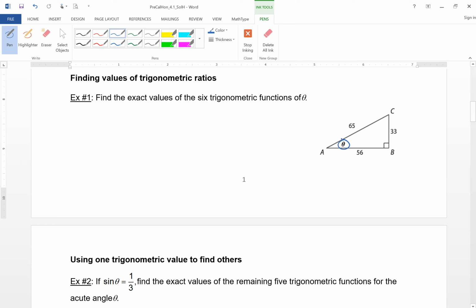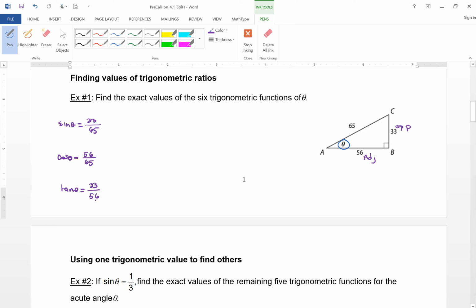Here is theta, and you always define your sides in reference to theta, meaning this is now the opposite side and this is the adjacent side. That means that the sine of theta is opposite over hypotenuse, 33 over 65. I'm going to leave them as simplified fractions for now. Cosine of theta is then 56 over 65. Tangent of theta is 33 over 56.